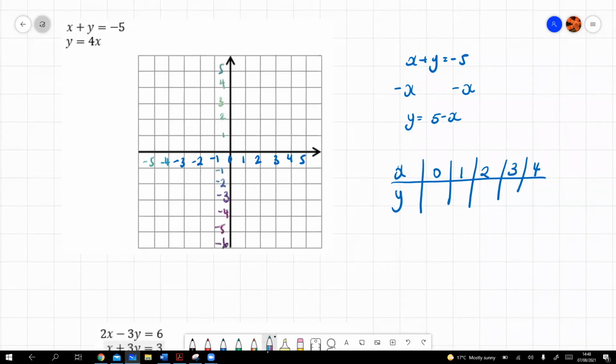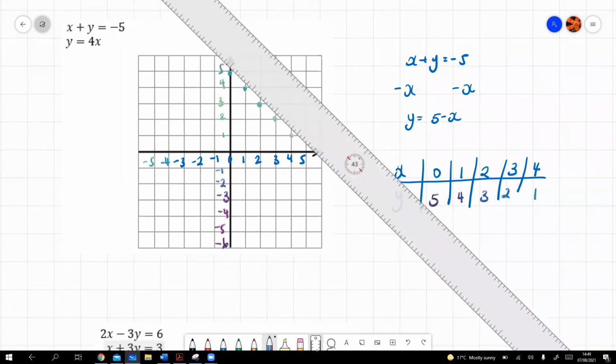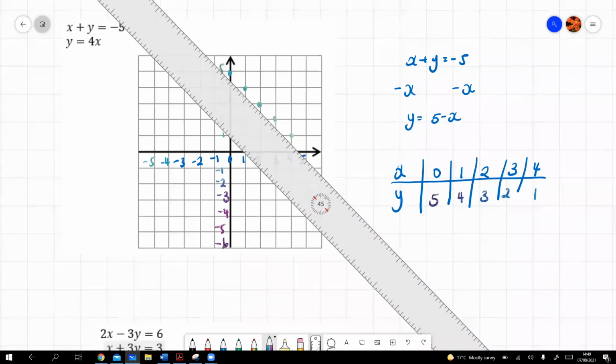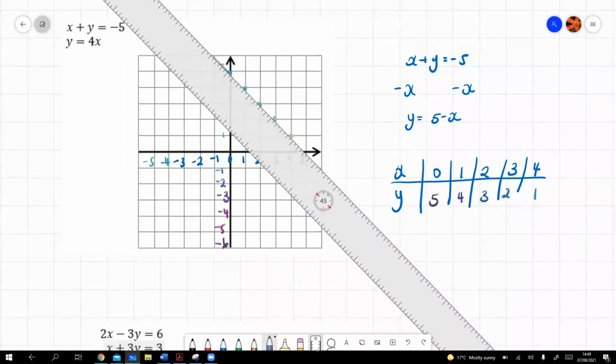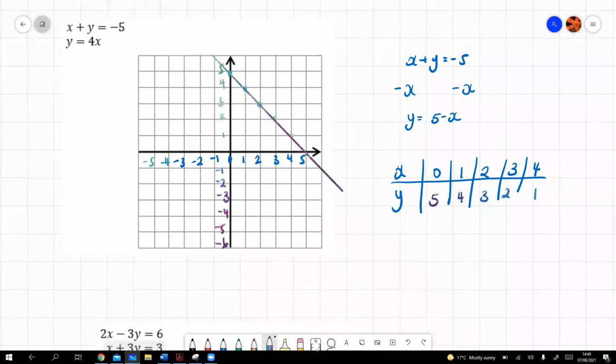Okay, 5 take away 0 is 5. Then it's 4, 3, 2, 1, same as the other one. So 0, 5; 1, 4; 2, 3; 3, 2; 4, 1. I'm just going to draw that out. And this one was x plus y equals 5.